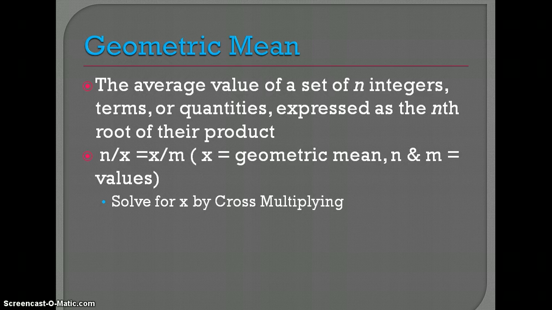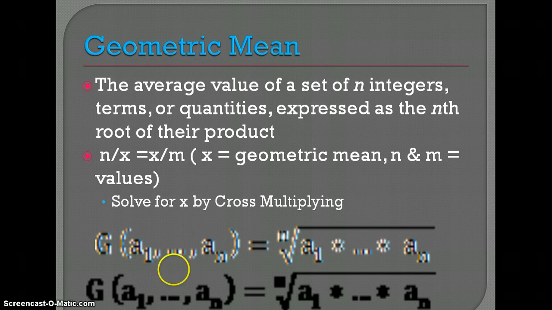An easy way you can do it, if the amount of the data set is 2, you can do n over x equals x over m. X would mean it's the geometric mean, and n and m are the values in that data set. And you can solve for the geometric mean by cross multiplying and solving for x.